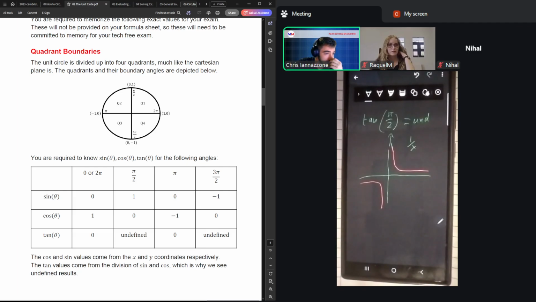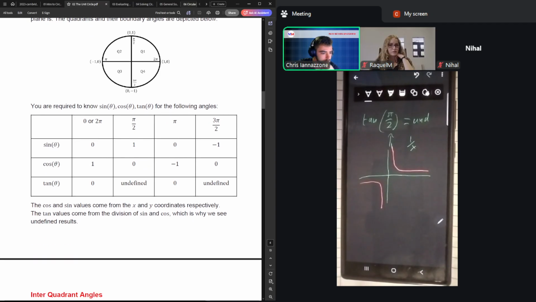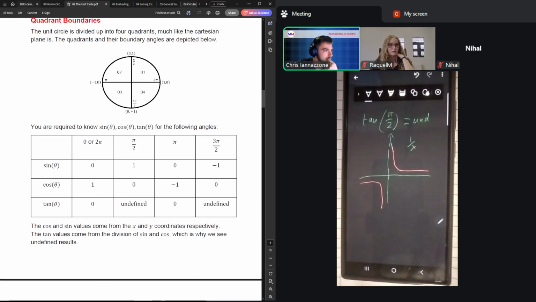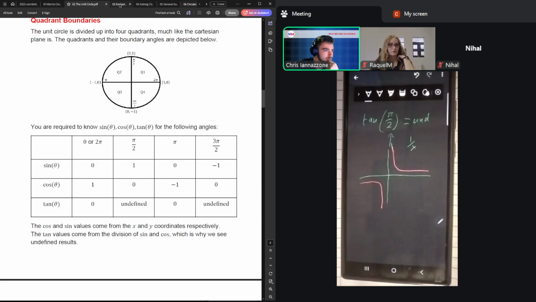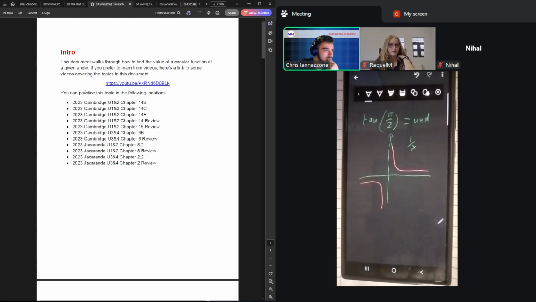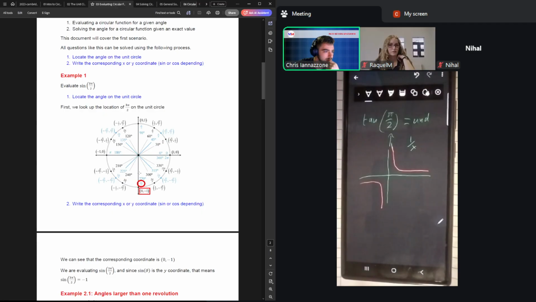Use a table if you prefer, or use the methods of the sine, cos, and tan being gradients and x, y coordinates, depending on how you want to do that. If we look at the book stuff itself, we'll notice that we have much bigger angles. So not just a single revolution of the unit circle. We start needing to figure out how do we do more than just a single revolution.